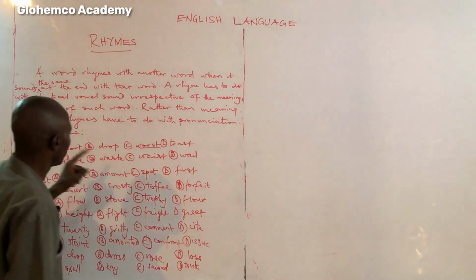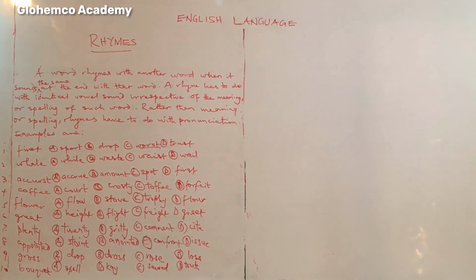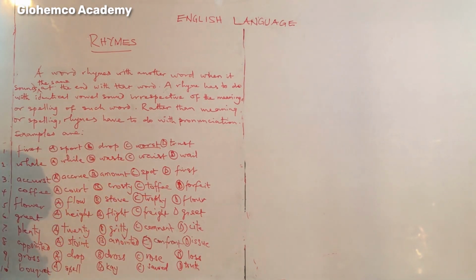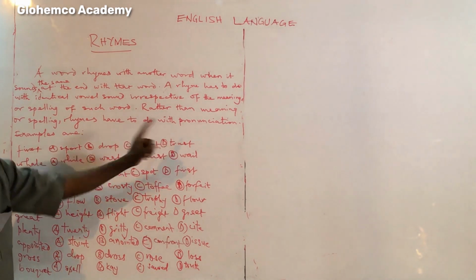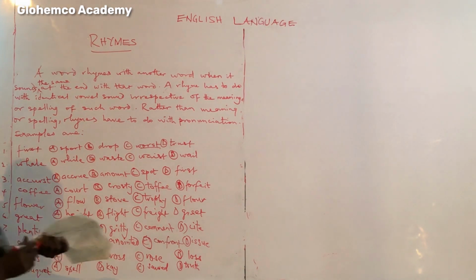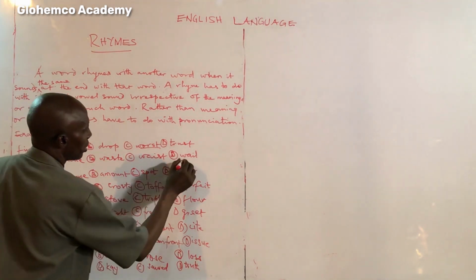That is first and worst. The other ones are spoiled, drop, and trust. Spoiled, drop, trust. First, worst. Then the second one, will. Of course, that one is very simple. This is will.